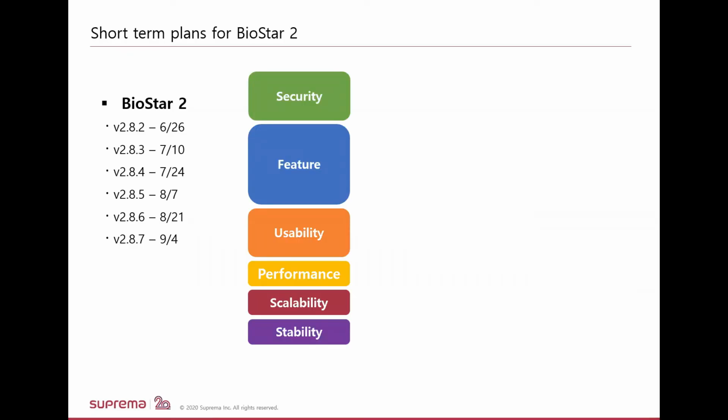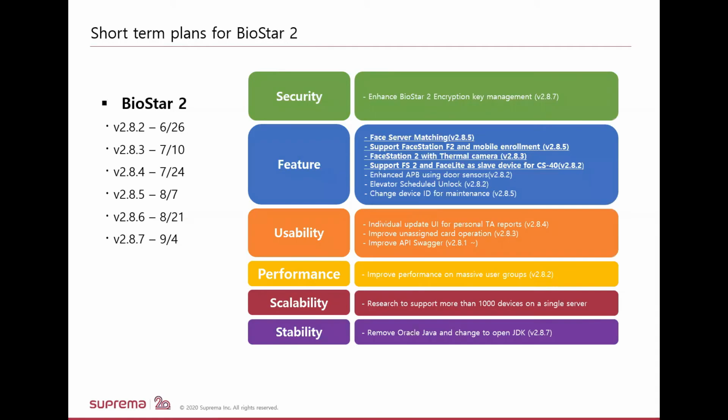So these are the 6 categories that I've mentioned. These are the plans. If you go through security first, as I said, we do the new encryption for BioStar 2 with sensitive data, but we also have the need to increase security through enhancement of key management. We're trying to apply that in 2.8.7.